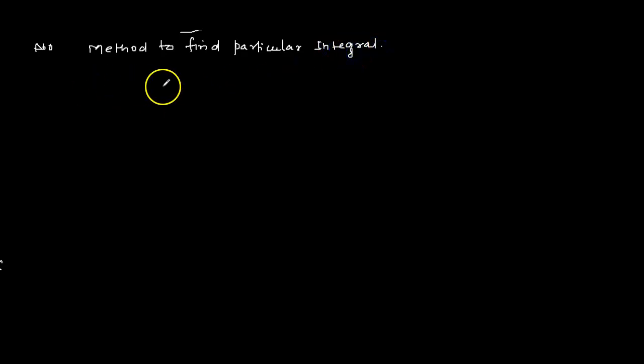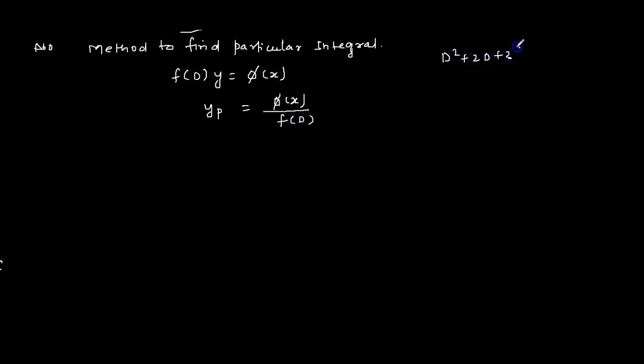So here, let f of D into y equal the right-hand side, which will give some function. First you write it in the form yp is equal to phi of x by f of D. For example, D square plus 2D plus 3 is given, equal to something on the right-hand side, some function like sine of x.